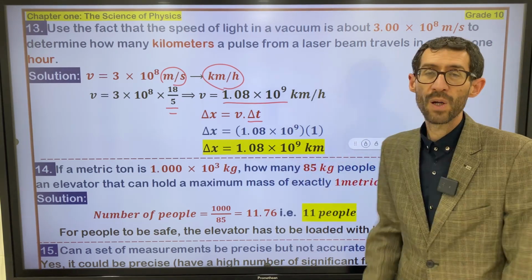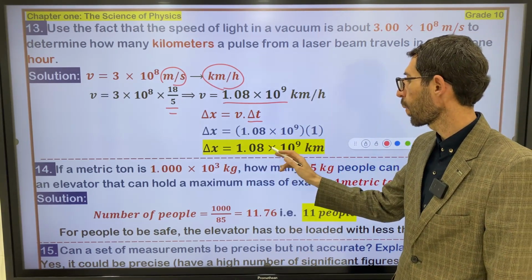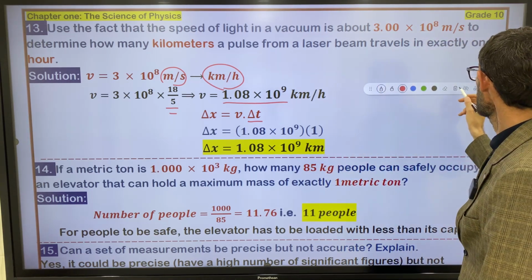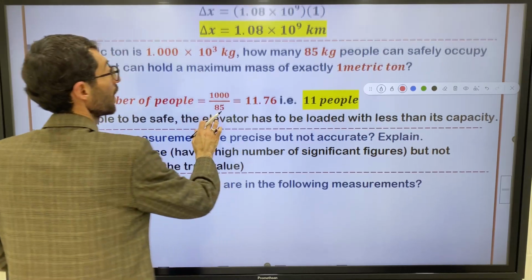Any number multiplied by 1 becomes the same number. So this is 1.08 times 10 to the power 9 kilometers. This is the answer of the question. Let's move on to another question.